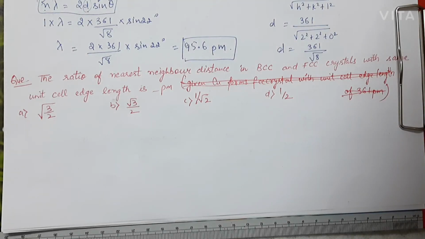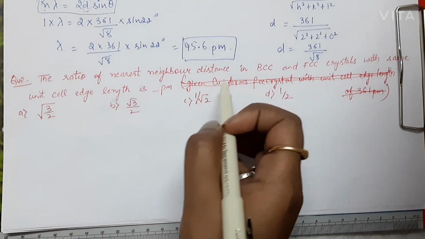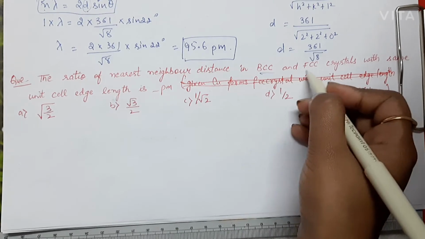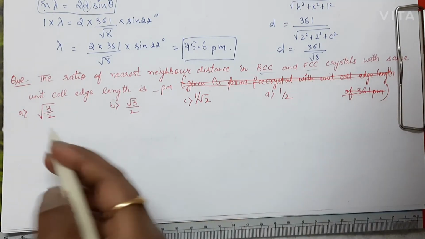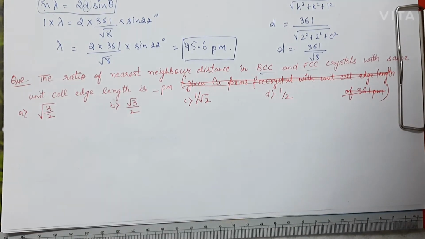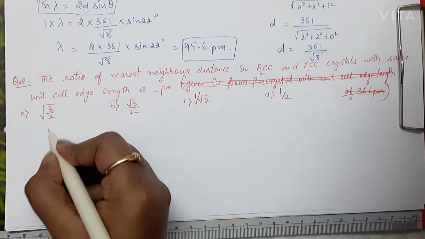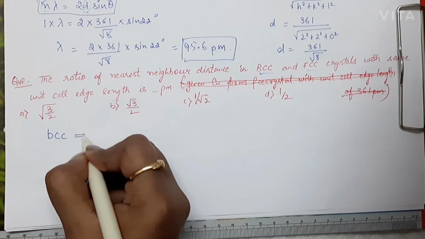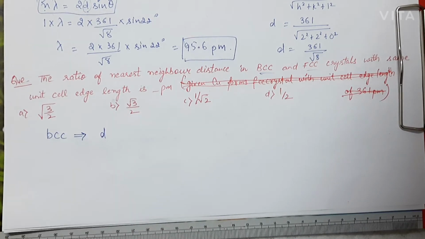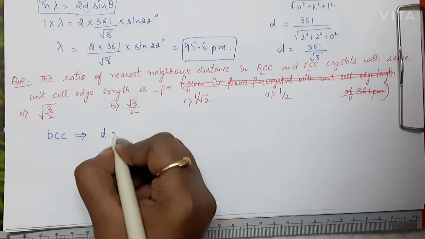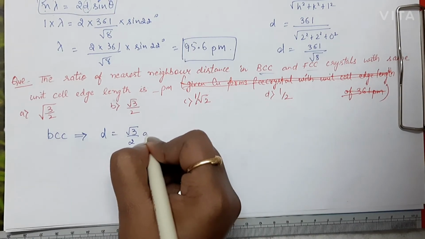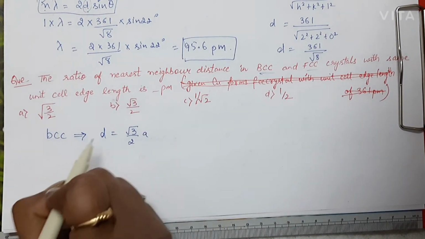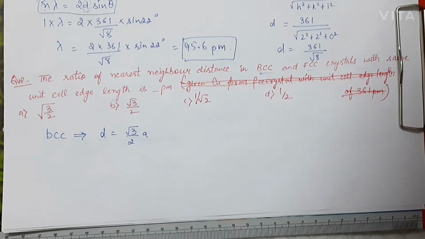The second question is actually really very easy. So basically they want to find out the ratio of nearest neighbor distance in BCC and FCC with the same unit cell edge length. That means a is same for both. So basically if we talk about BCC structure, then in that case nearest neighbor distance, which we define as d, is equals to root 3 by 2 a. This is the relation between nearest neighbor distance and the edge length.